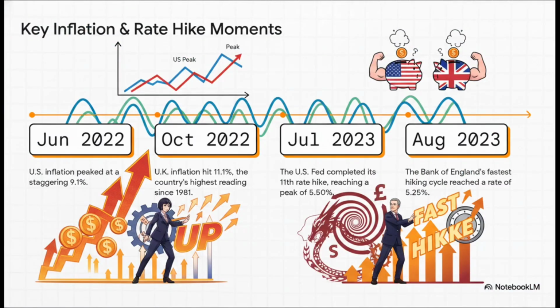I mean, in the US, inflation hit a massive 9.1%. That forced the Federal Reserve to undertake 11 straight rate hikes. But look at the UK. Their situation was even worse. Inflation touched 11.1%, a 41-year high, which triggered one of the fastest and sharpest hiking cycles in their history.